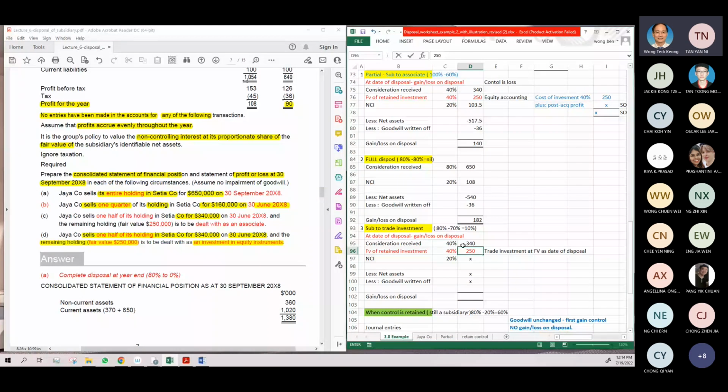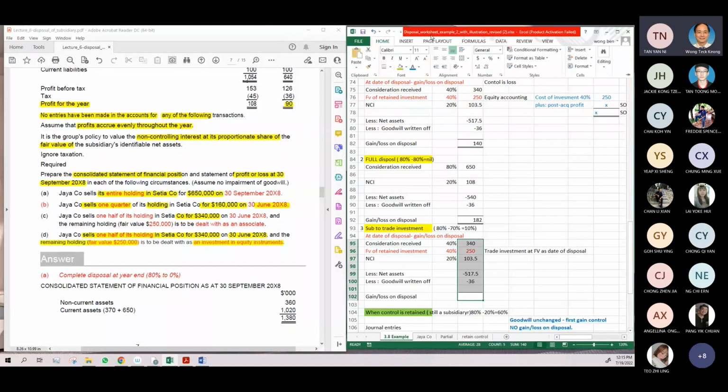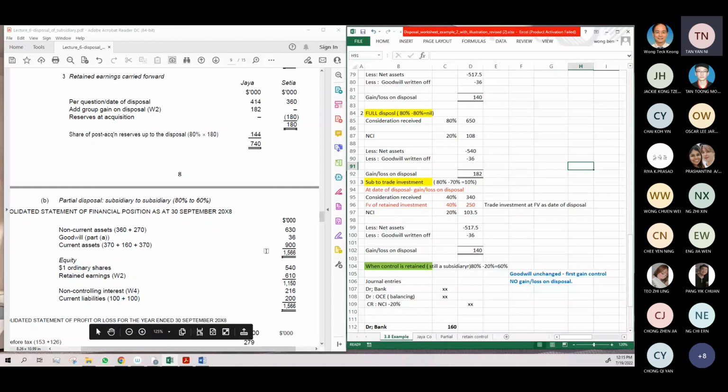So the net asset just now we have computed 517.5. We write off the goodwill because of loss of control. 36 we have computed. So the NCI is 20% of 517.5. So you can compute your gain or loss on disposal. So 140. Okay. You can show here the full working are given here with explanation.